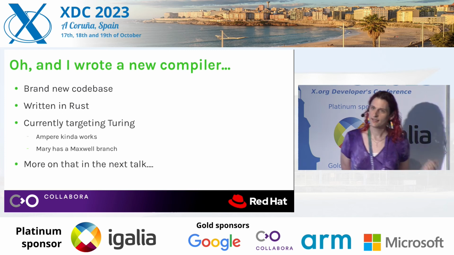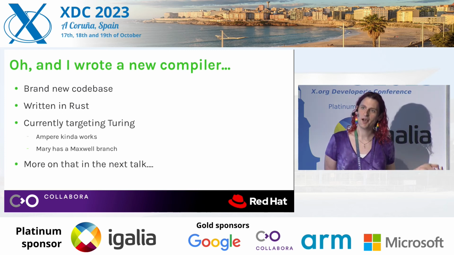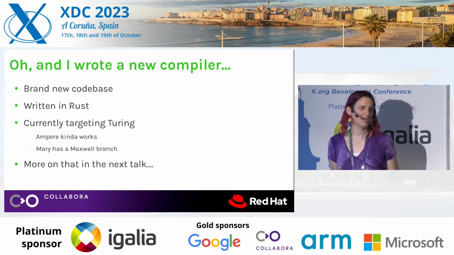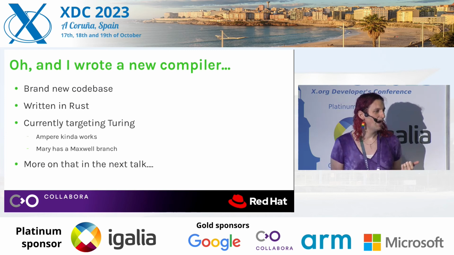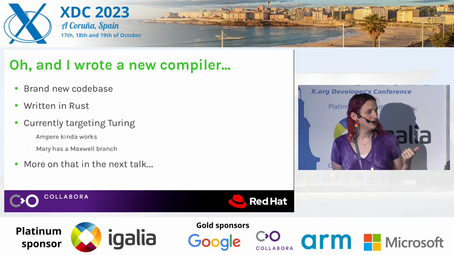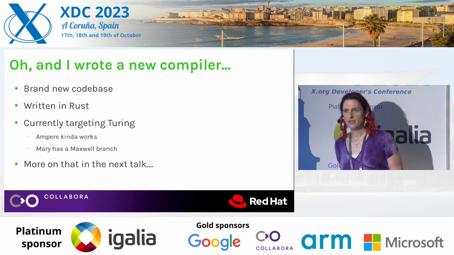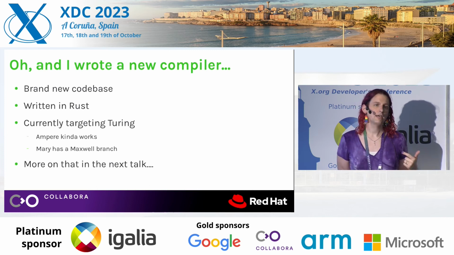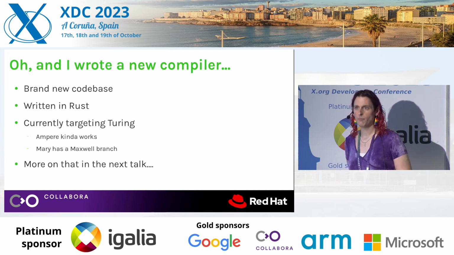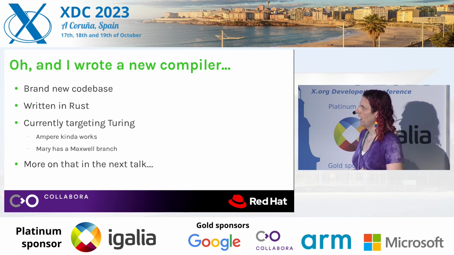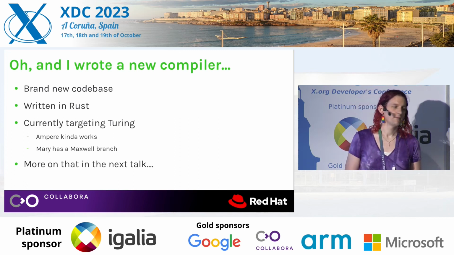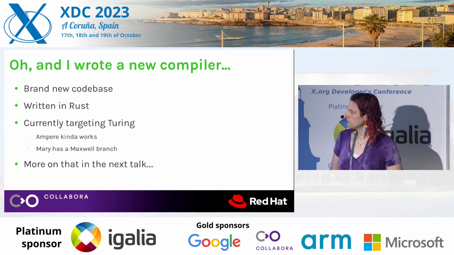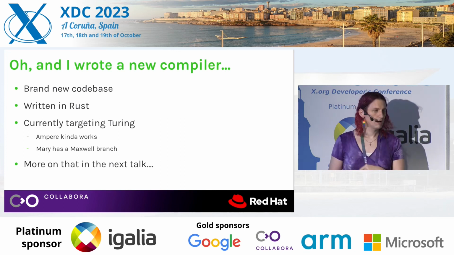It's being written in Rust. The next talk is going to be about my experience writing a compiler in Rust and whether or not I think it's actually a good idea and if I'm having fun or pulling my hair out. I'm currently targeting Turing with it. I haven't actually enabled the encodings for Maxwell and earlier. Mary has a branch for Maxwell that she's been working on, but it's still kind of in process. I don't think you can really pass much, but she's got some of the basic stuff encoding. But yeah, more compiler stuff in the next talk.